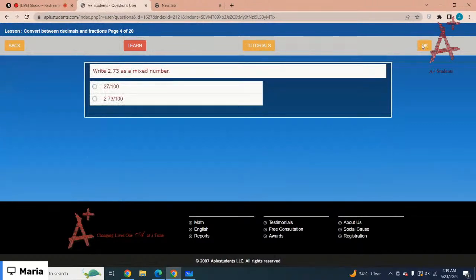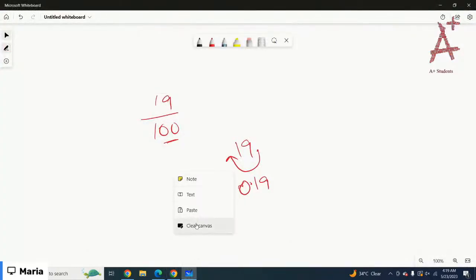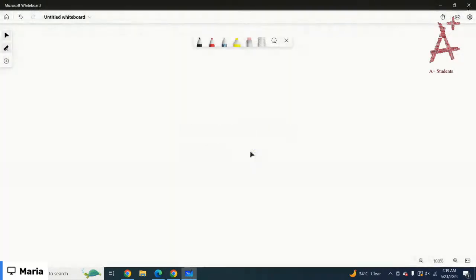Okay, write 2.73 as a mixed number. So you have to write down 2.73 in the mixed number form. That is actually the whole number. Got it? 2 is the whole number. You have to write down now 0.73 in the fractional form. So you have to put 1 at the decimal place and you have two digits. So it would be 2 whole 73 over 100.